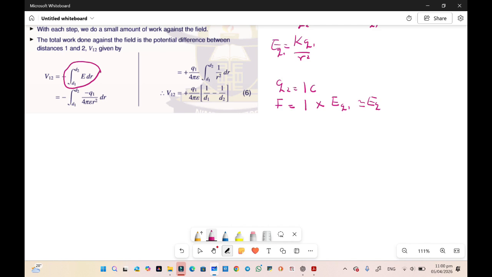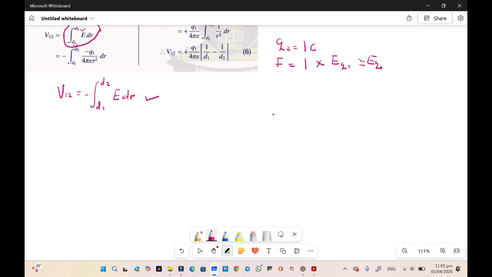Because of the summing over the short distance, we are integrating over a longer distance, based on the tiny bits of distances within that long distance between D1 and D2. So we say that V12, which is the potential energy from the position of 1 to the position of 2, is equal to the integral, which is the sum of the tiny bits of potential energy from D1 to D2, so E dR.